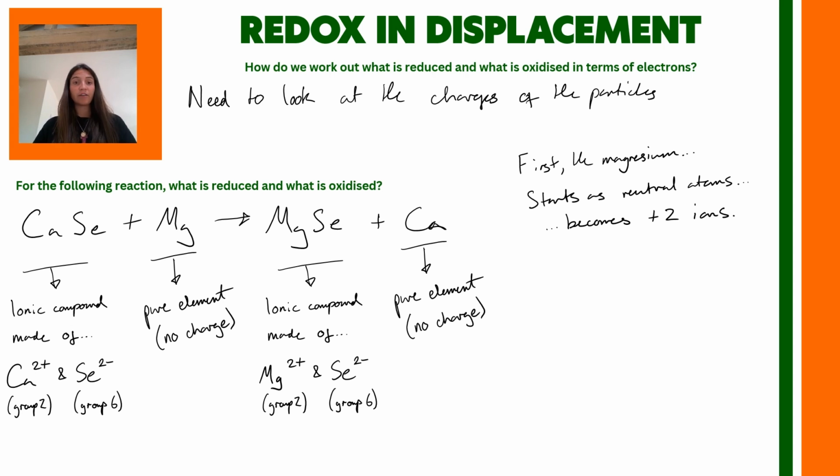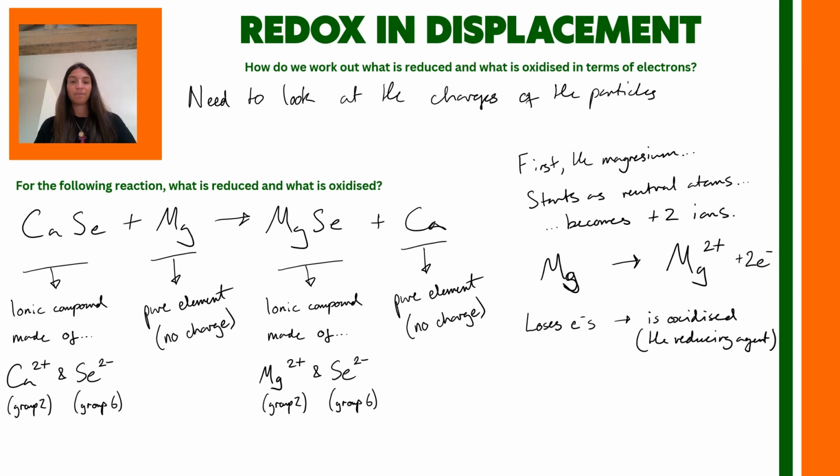And then on the right-hand side of my equation, the product becomes these +2 ions here. So you've gone from magnesium to magnesium +2. And therefore, what must have happened is your magnesium must have lost those 2 electrons. So on the right-hand side, you now have these positive magnesium ions and 2 free electrons. Since it has lost those electrons, OIL RIG, it must be oxidized. Oxidation is loss, and that makes it the reducing agent.